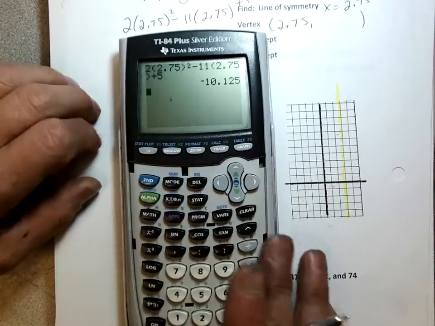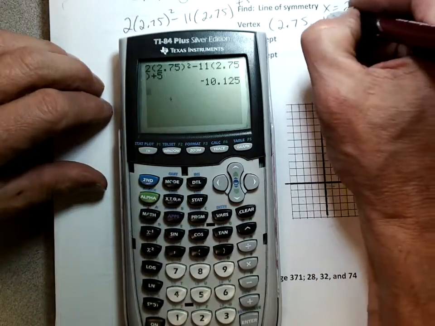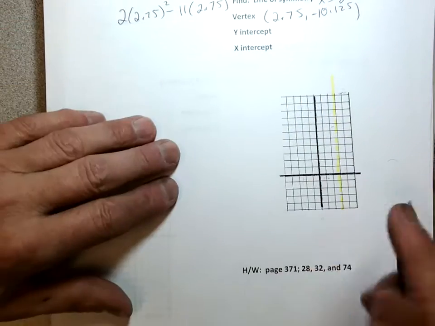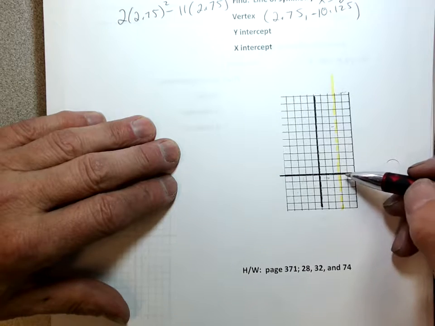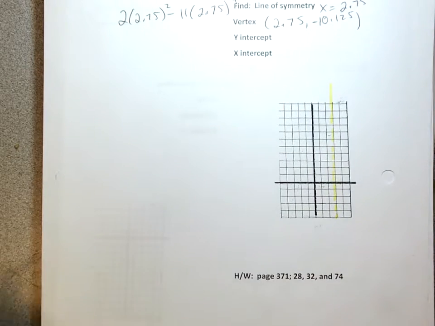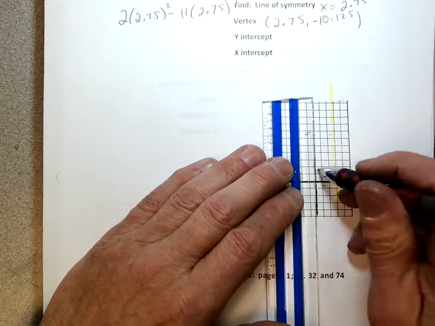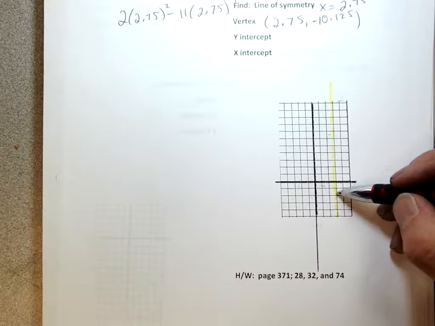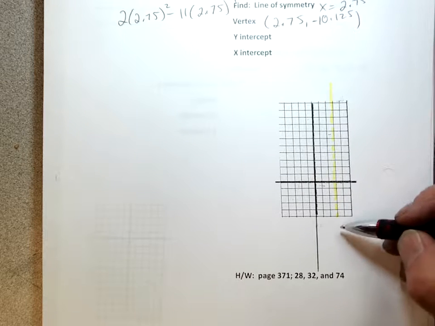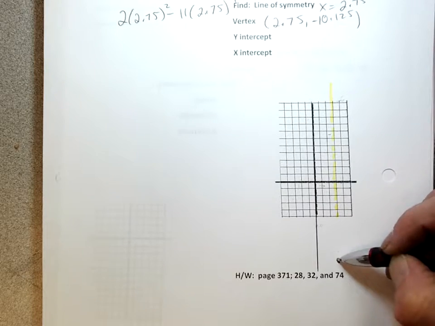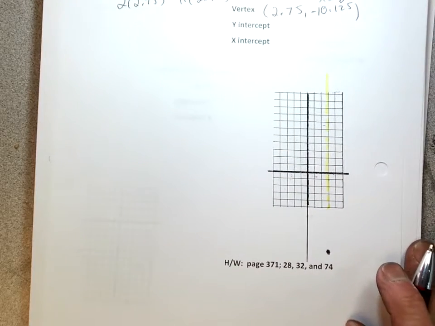Okay, so that's the other part of my vertex. Negative 10.125. All right, so let's go 2.75. And I got to go way down here. That's right, I can estimate where that is. So I'm going to go 1, 2, 3, 4, 5, 6, 7, 8, 9, 10. We'll just estimate it right about there, okay? That's my vertex way down there.